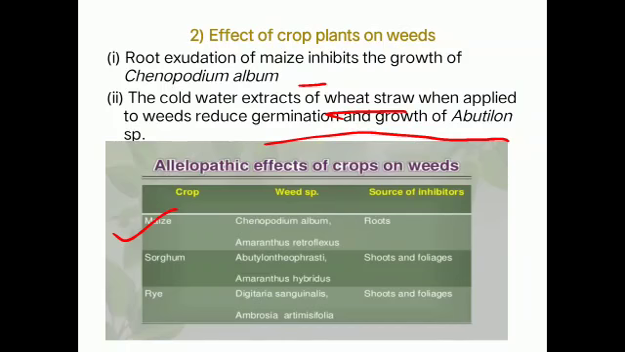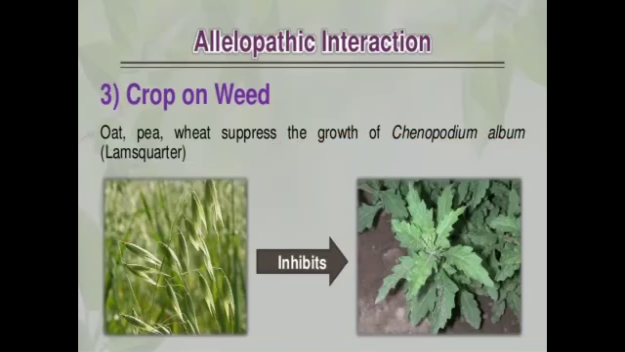The allelopathic effect of crop on weeds, some examples: maize, the weed species Chenopodium album. The maize affects Chenopodium album by its roots. Then sorghum crops affect Amaranthus hybridus. Then rye affects Digitaria sanguinalis and Ambrosia artemisiifolia. The source of inhibitors is the shoots and foliage. Another example is oats, which inhibit the growth of Chenopodium album.